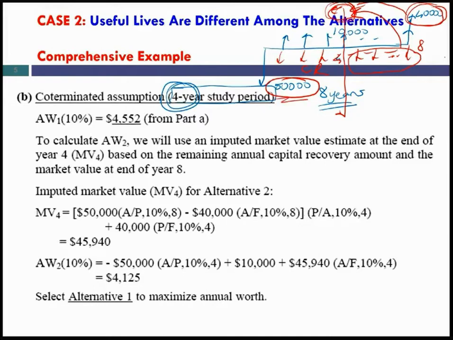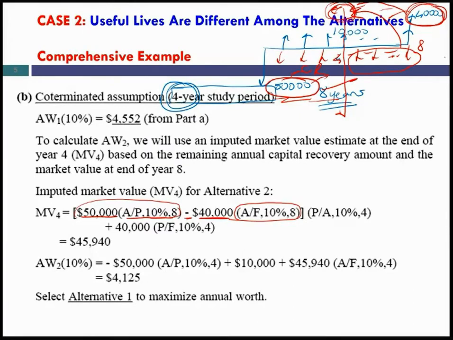So how do we find the capital recovery? Simply we distribute the initial investment to an annual equivalent series, and this final market value to an annual equivalent. So this part here, if I multiply it by A given P, 10% and 8, this is the annual worth of the initial investment. Minus, this is the final market value at the end of year 8, and using the A given F formula, I find its annual equivalent for 8 years.